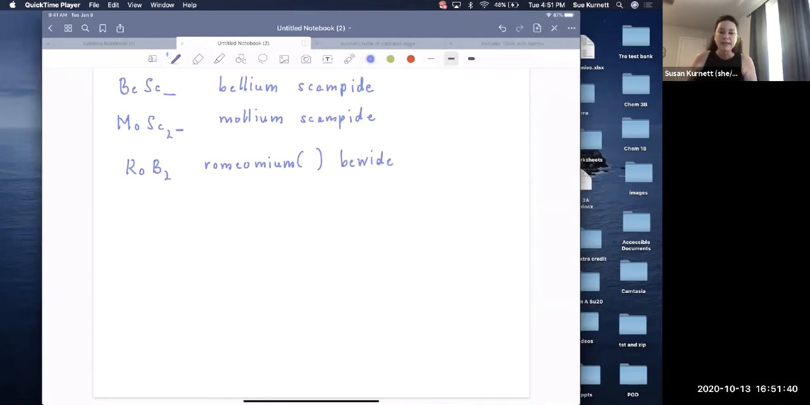So for all of these answers, it's going to be an ide, ate, or ite that ends the second word. And it can only be an ate or an ite if there's an oxygen in it. Okay, so bu is -1, and there's 2 of them. Romeomium must be +2. Romeomium(2) bubuide. Okay, so I'm just working down the chart like that.